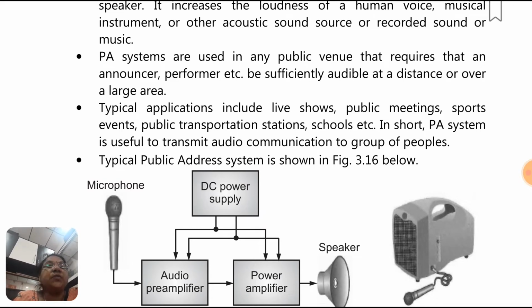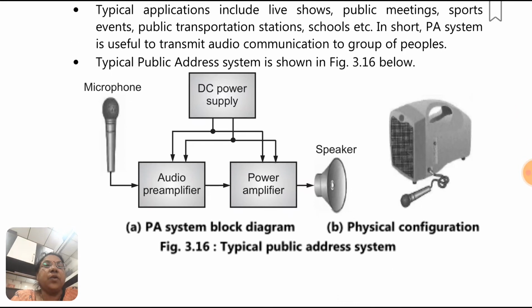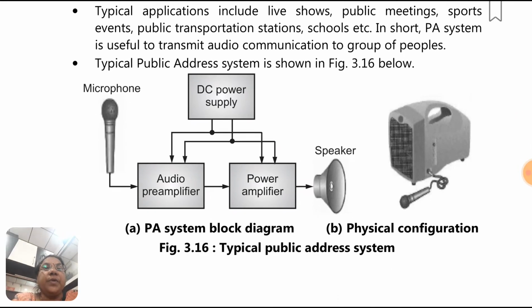PA systems are used in any public venue that requires an announcer, performer, etc. to be sufficiently audible at a distance or over a large area. Typical applications include live shows, public meetings, sports events, public transportation stations, schools, etc. In short, a PA system is useful to transmit audio communication to a group of people.